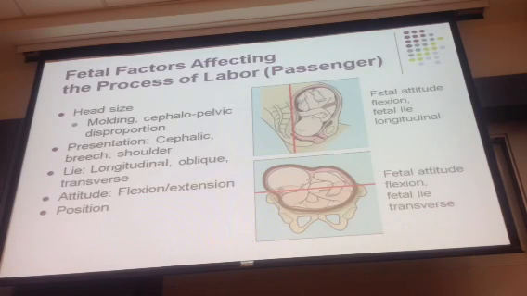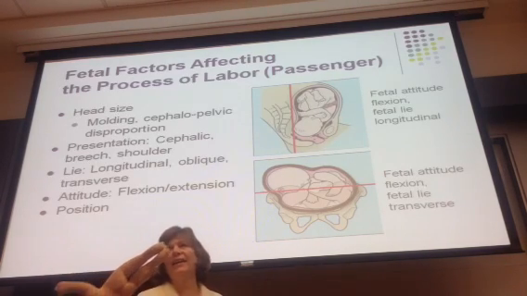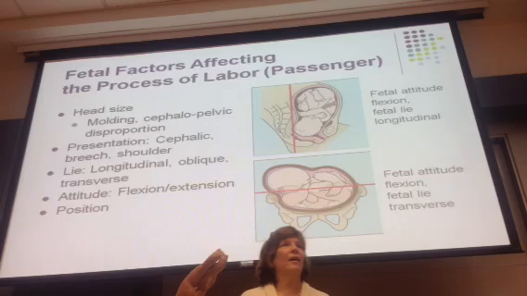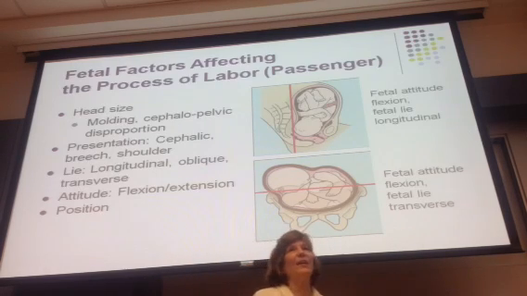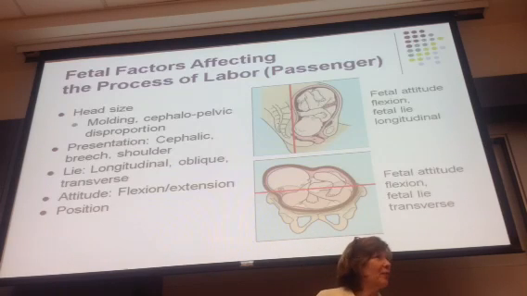Another thing that is important is what the presentation is. We call what comes first the presenting part. Typically the presenting part is the head. Why do you think the presenting part is the head? Typically. It's the heaviest, exactly. We are creatures of gravity. This is the heaviest part of the body. Heavy things go down, okay? So the head goes down first.